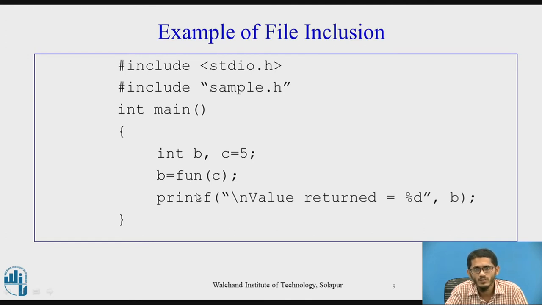So what output can we expect here is whatever operation this fun function performs, whatever answer it returns will be stored in b, and then that output we are going to see here with the help of the printf statement. For this program, there is no output given because I haven't specified the contents of the sample.h header file.